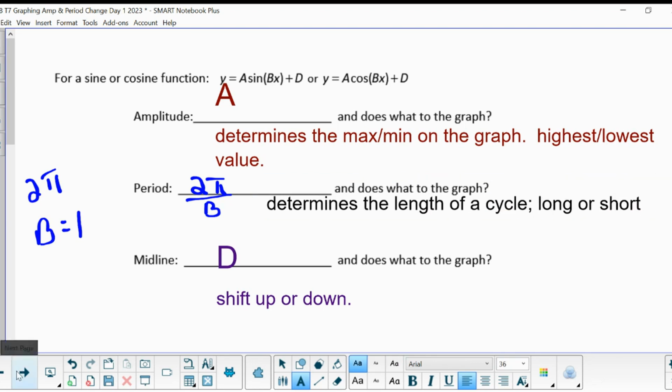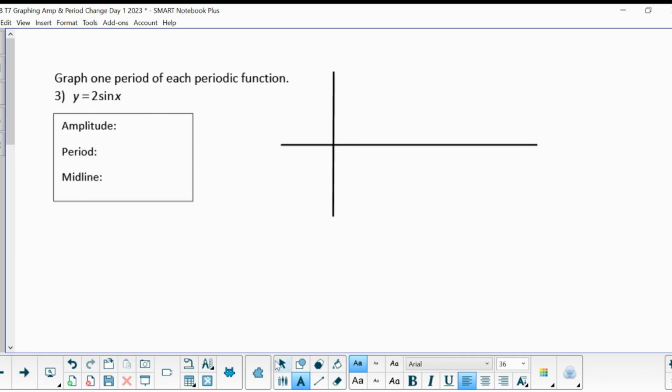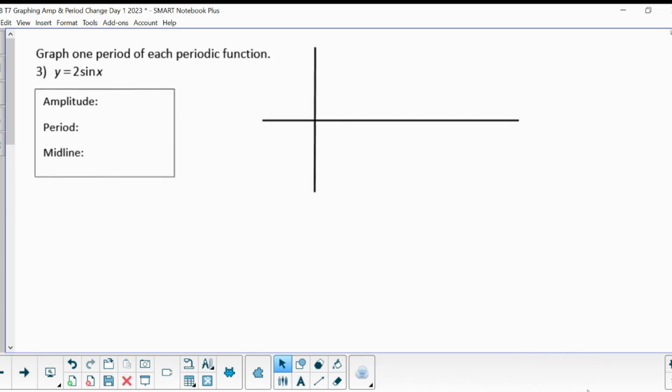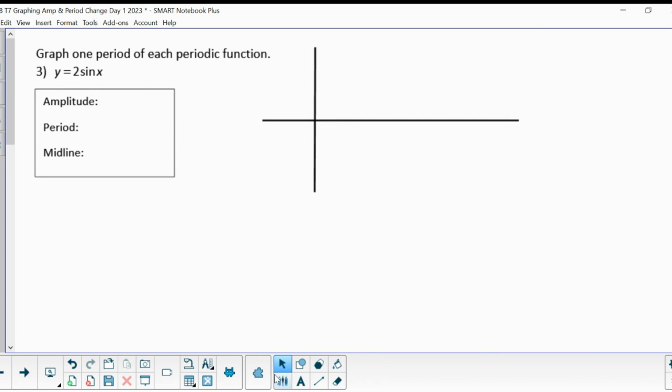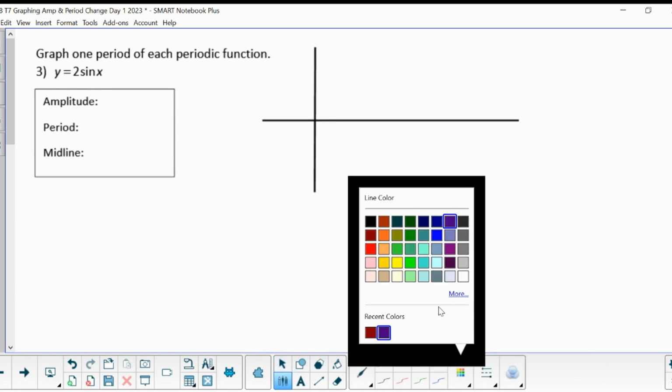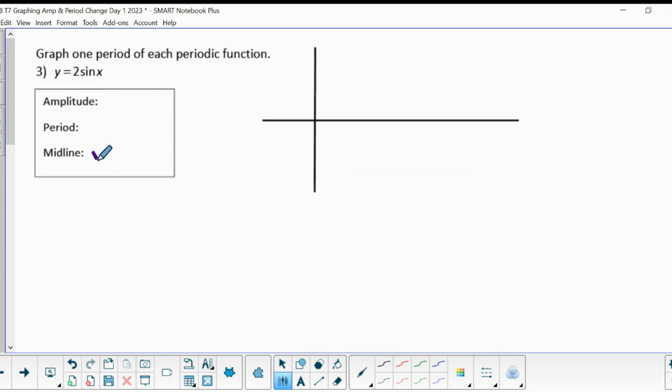Okay. So let's do some practice problems here. And again, remember, if you need to, just pause or go back to get any information that I went too fast for. Okay, so for this problem, remember I told you for all of them, we are not going to be worrying about the midline changing. So this midline will be y equals 0. The period isn't changing either, because there's no b value. So the period is 2 pi. The only thing that's changing is the amplitude, and that's 2. So I'm going to mark on my graph up 2, down 2.